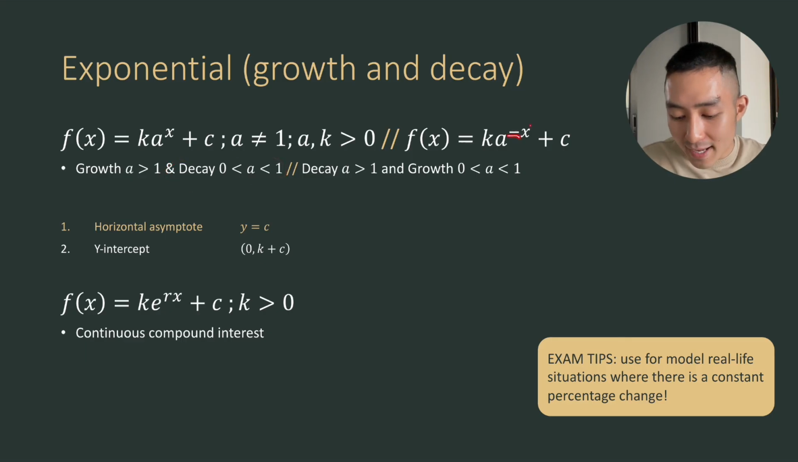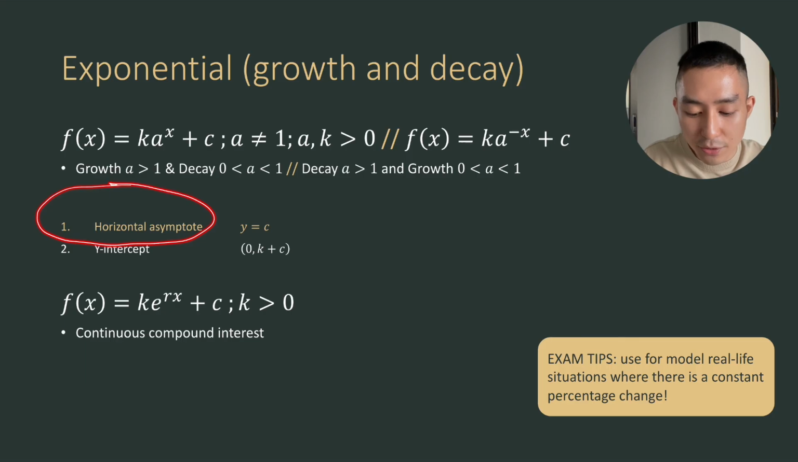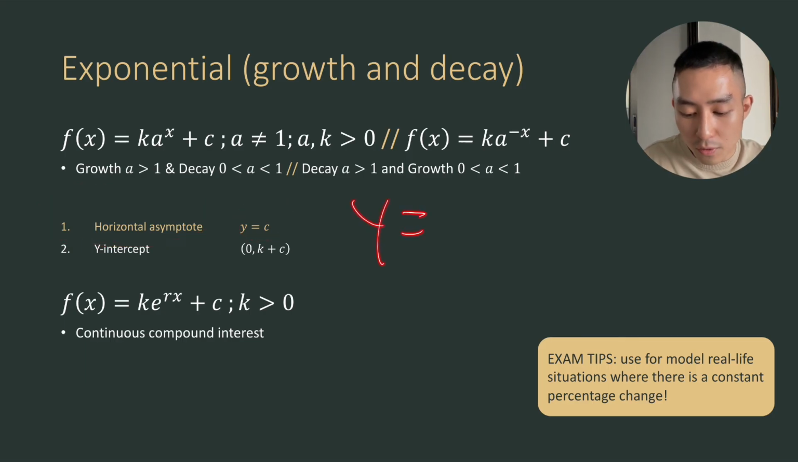If the power is negative x, it is the reverse. So a larger than 1 becomes decay, and between 0 and 1 becomes growth, with the power negative. An exponential function has a horizontal asymptote at y equals c. So you can just write y equals whatever number is in the function. The y-intercept happens when x is 0. A to the power 0 is always 1, so k plus c is indeed the y-intercept.